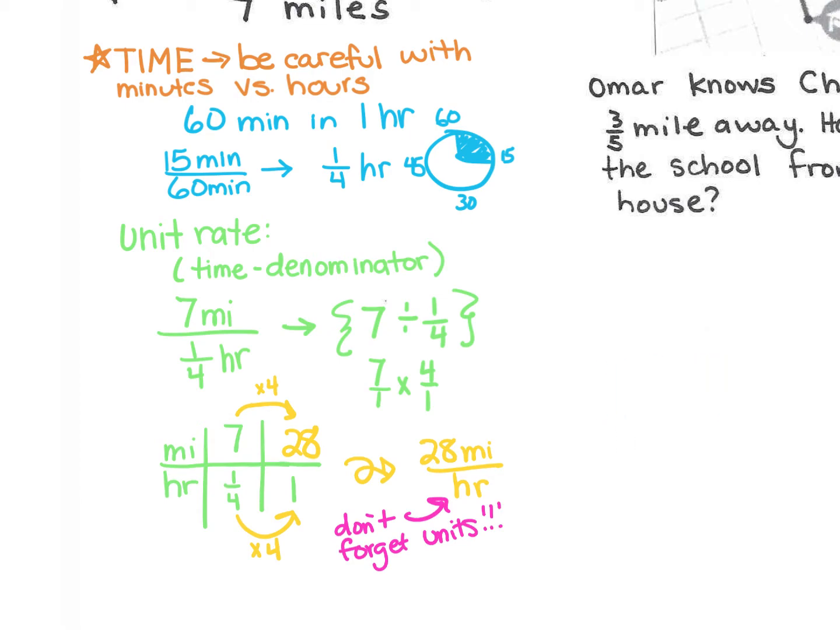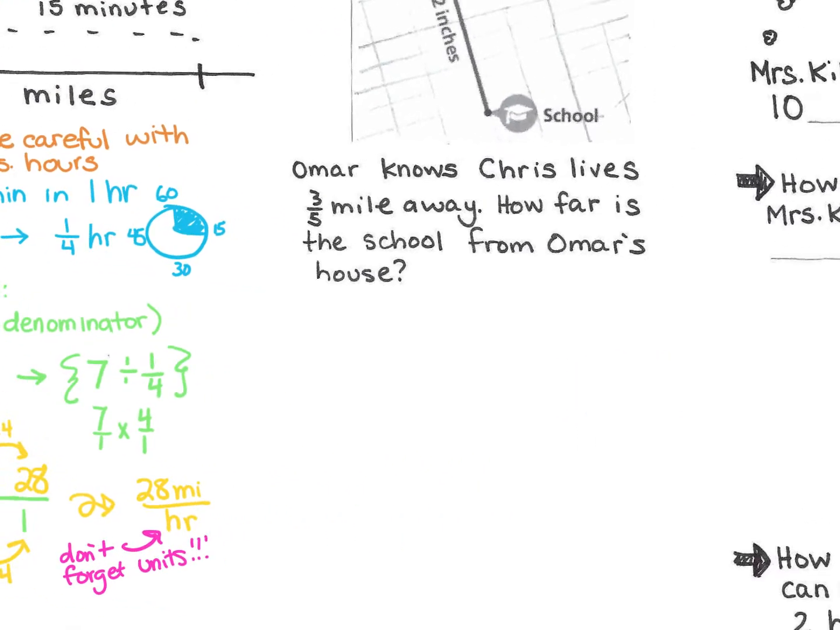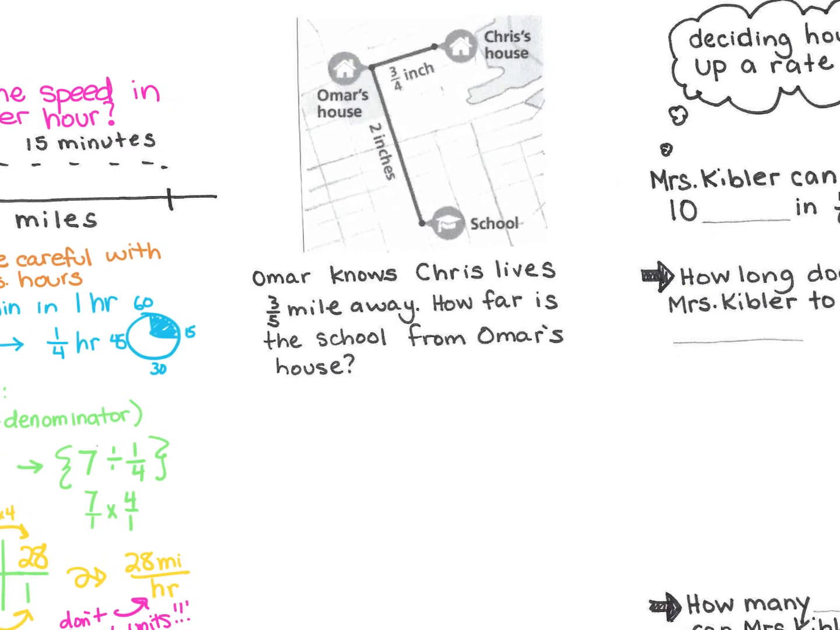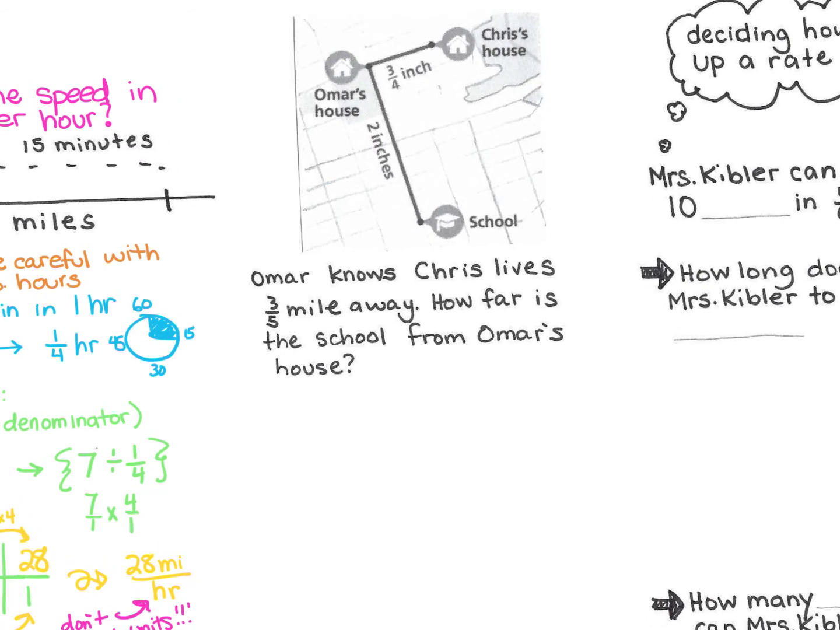Okay, let's look at the next example here. We can zoom over here. We have a little map right here. Omar knows Chris lives 3/4 of a mile away. How far is the school from Omar's house?